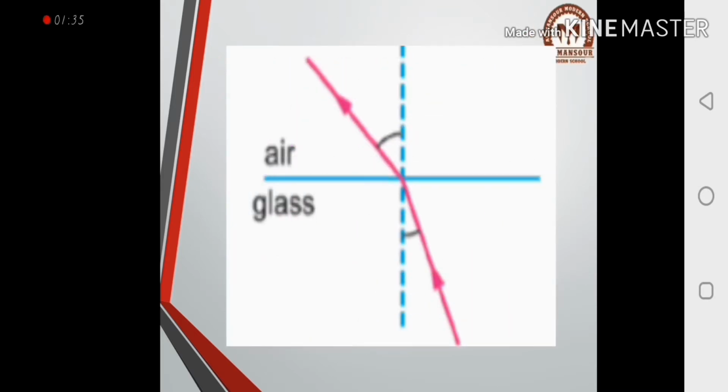What happened to the refracted ray? It refracts away from the normal. That is because the optical density of the first medium is more than the optical density of the second medium.